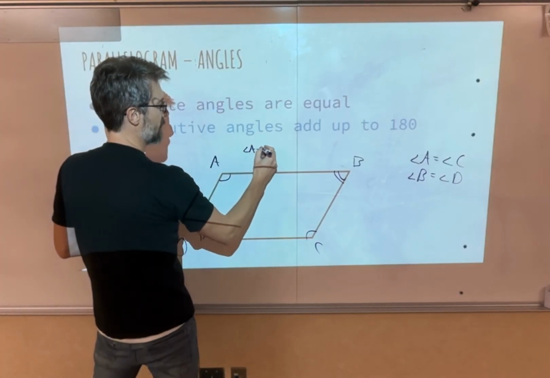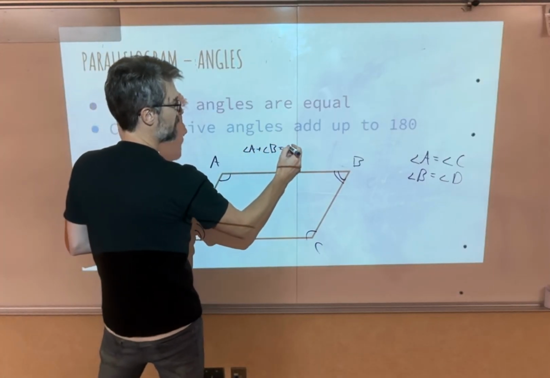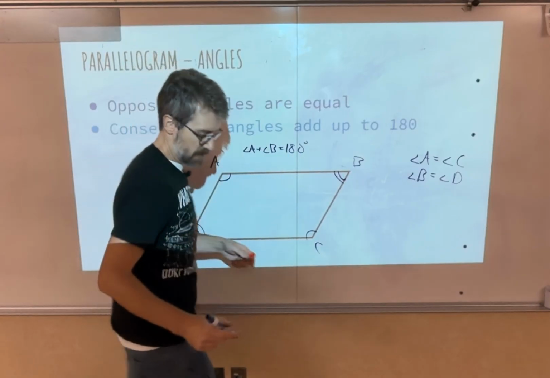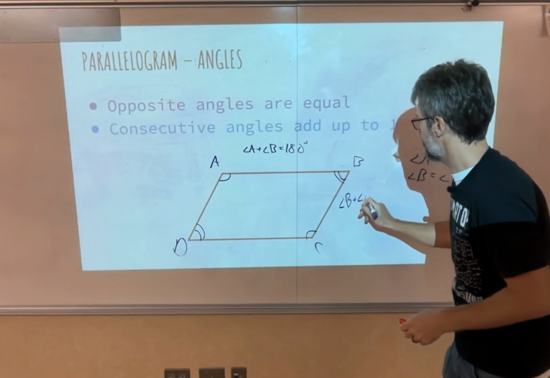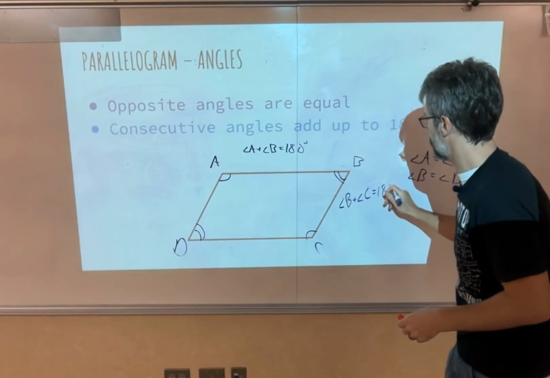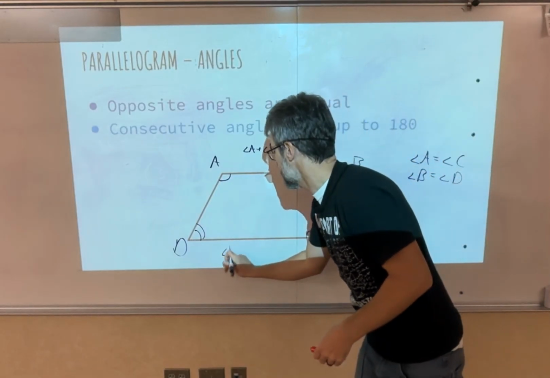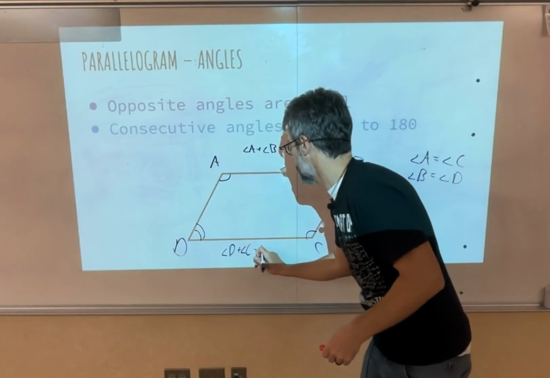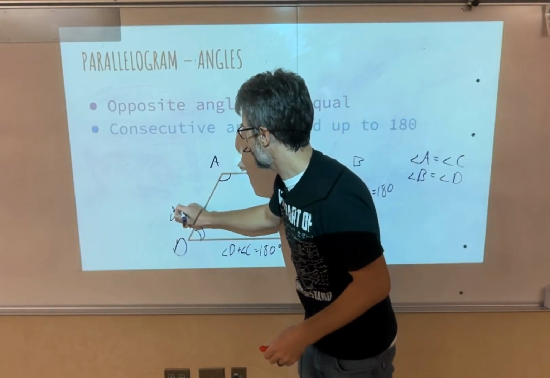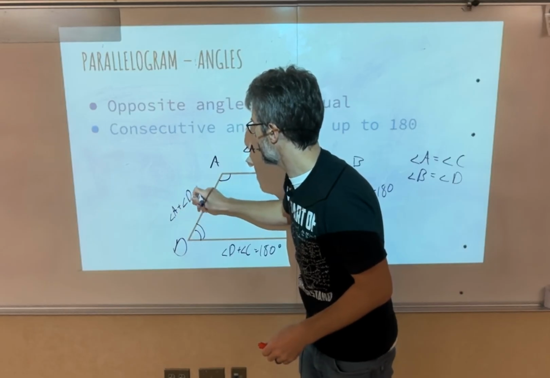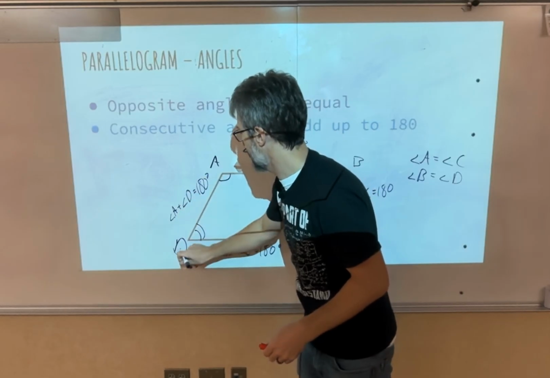So angle A plus B equals 180. Angle B plus C equals 180. Angle D plus C equals 180. And angle A plus D equals 180 degrees.